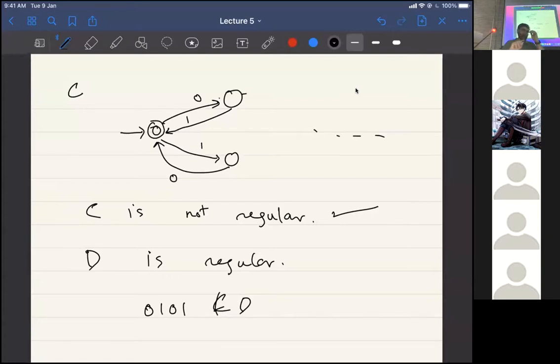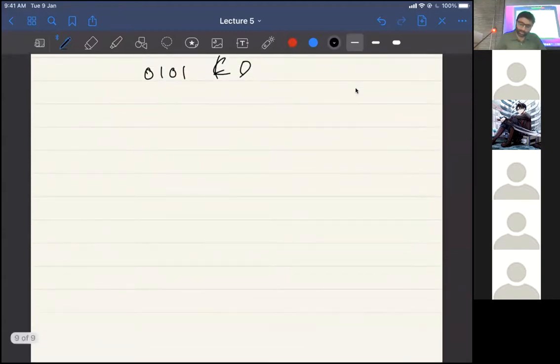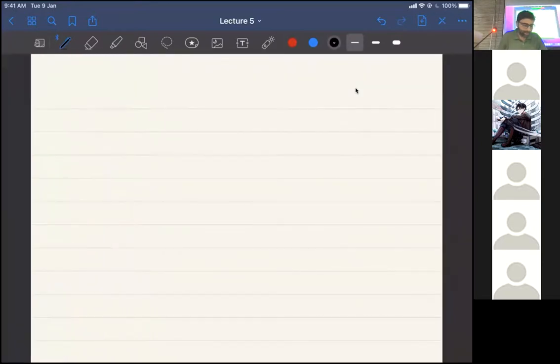But D is still regular. I'm not going to show you how. Think about it. And if you're stuck, we will talk about it. So let me show you one result. It's not just that we use our intuition and trial and error to see whether a language is regular or not. We have an important result, and I will tell you the name later.